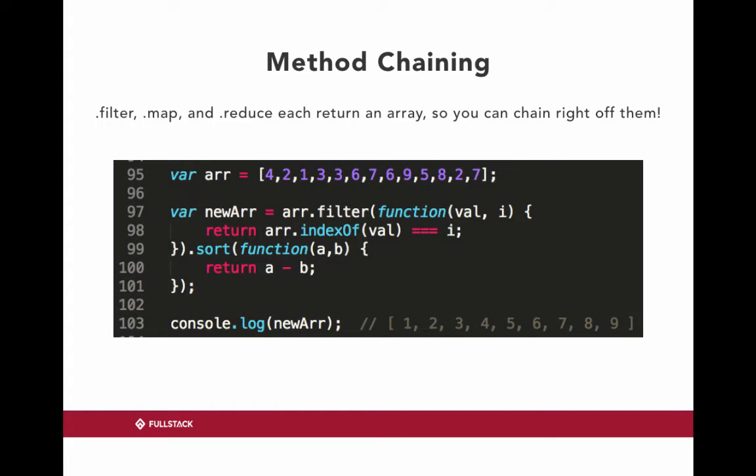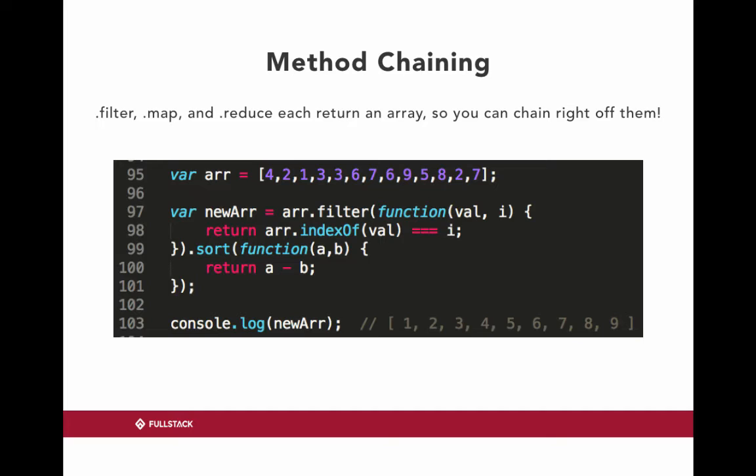Cool. And just one last little fun thing. You can chain these. So remember how filter, map, reduce all return an array? Because they return an array, this thing, ending here, starting here, it's just an array. So then I can chain a .sort on that.